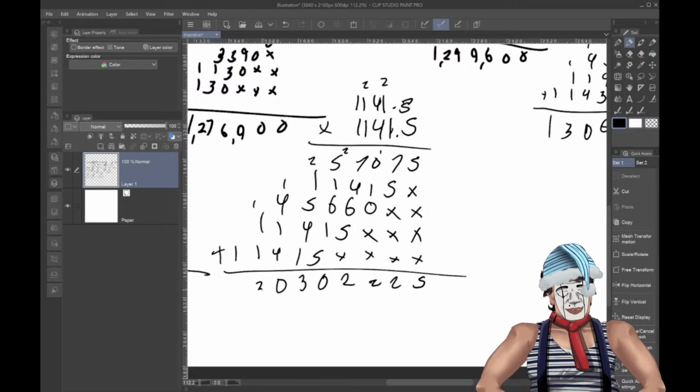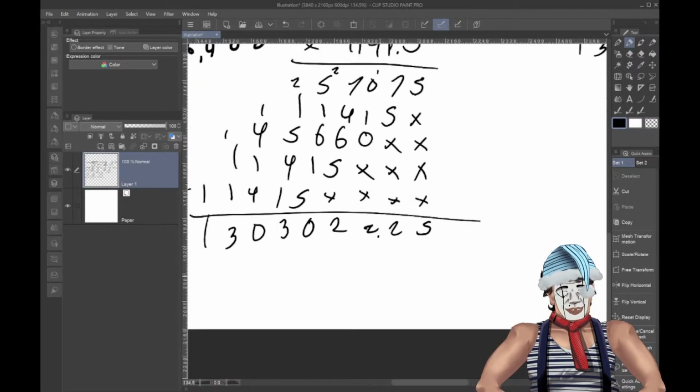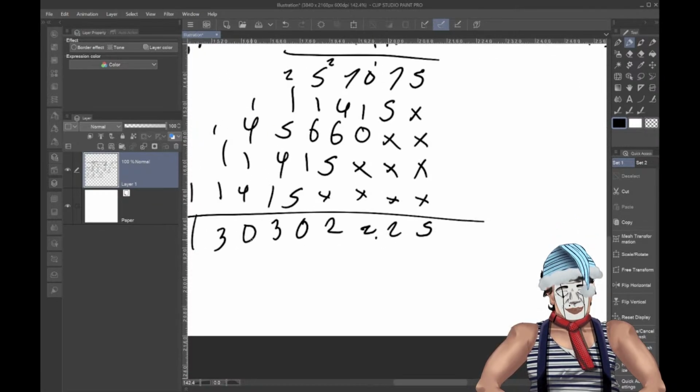Move 2 decimal places over. The number, just look at today's date. 1:30. It's a little, no, it's about 1,000 too large.